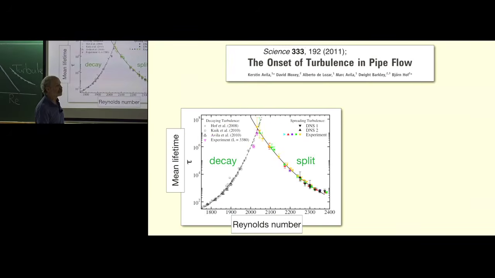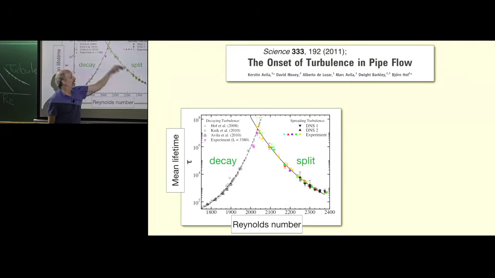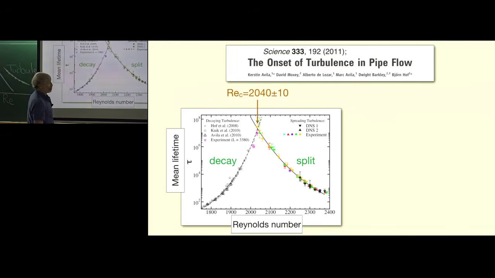All right, and so do shear flows actually behave this way? Well, I'm going to just give you some hints about this. This is the data that I showed you already about the decay and the split. I told you we could measure those time scales. So this is the mean lifetime as a function of Reynolds number. And these are the decay events, and these are the splitting events. And these are the time scales, and you'll see that they cross here at this point. And that point is 2040 plus or minus 10.